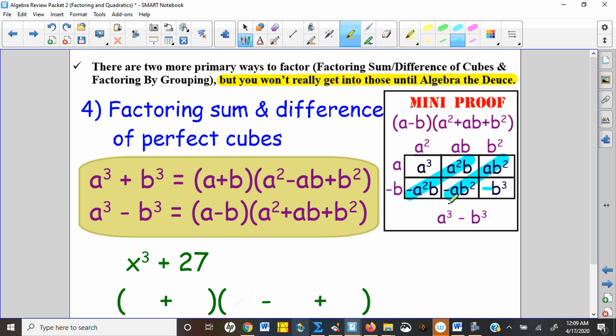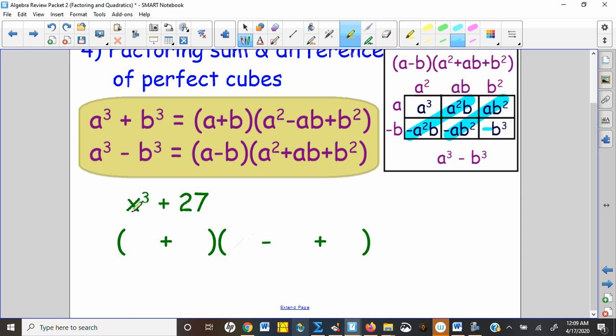All right. Go back and fix them for future prosperity, right? So how would I do this then? Well, like I said, if it's a sum, the binomial is going to be a sum. You just take the cube root of each of these. The cube root of x cubed is x. 27 is 3 times 3 times 3. You should definitely know your first 10 perfect cubes. It'll help you out a lot.